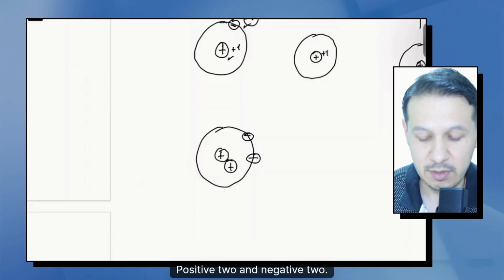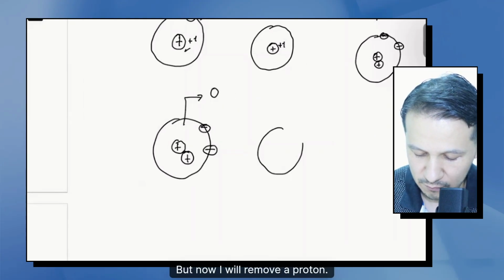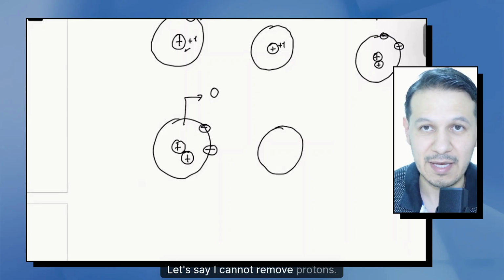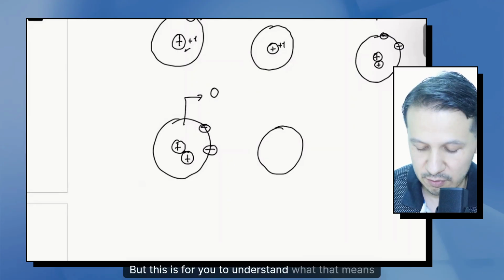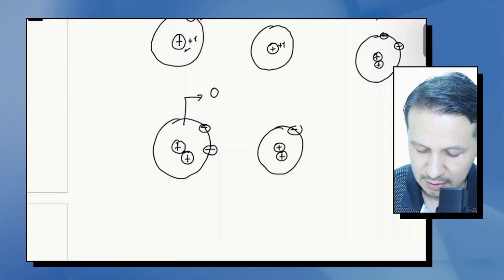Positive 2 and negative 2. The overall charge will be 0. But now I will remove a proton. Let's say I cannot remove protons, but this is for you to understand what that means. Better, instead of removing the protons, I will put another electron, making three electrons.